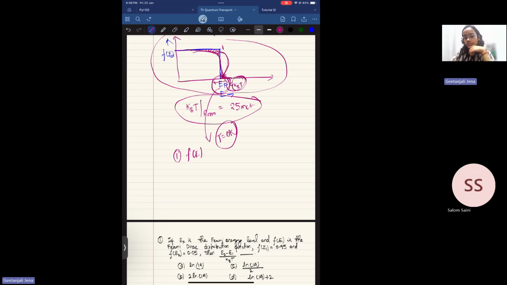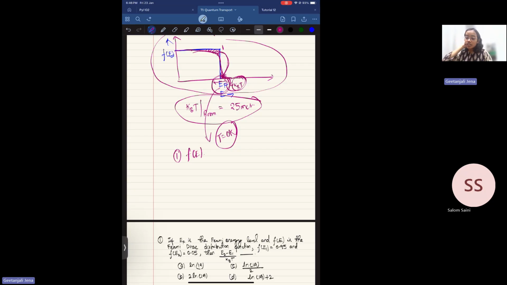Basically, all electrons are filled up to the valence band level. Yes. This is how we define the Fermi energy level. Below the Fermi energy level, all the states are filled, and above it, all the states are empty, if you're considering the low temperature regime.